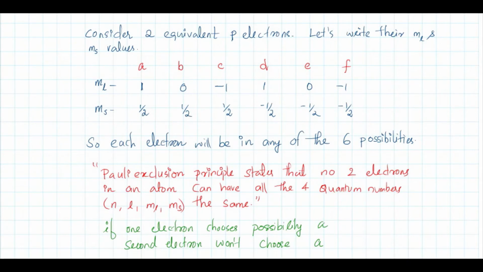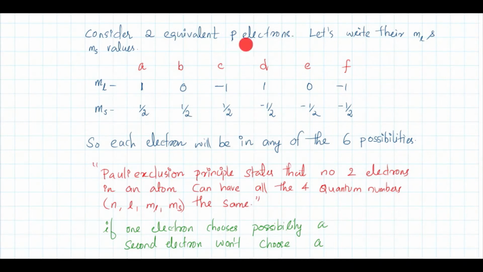I will call these A, B, C, D, E, F. So each electron will be in any of these 6 possibilities. And what is the Pauli exclusion principle? It states that no two electrons in an atom can have all 4 quantum numbers the same.